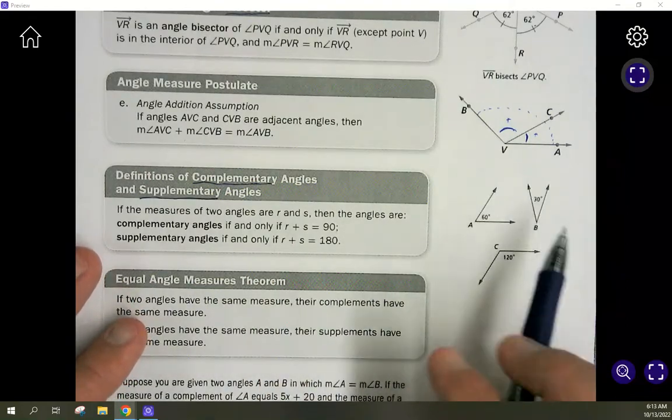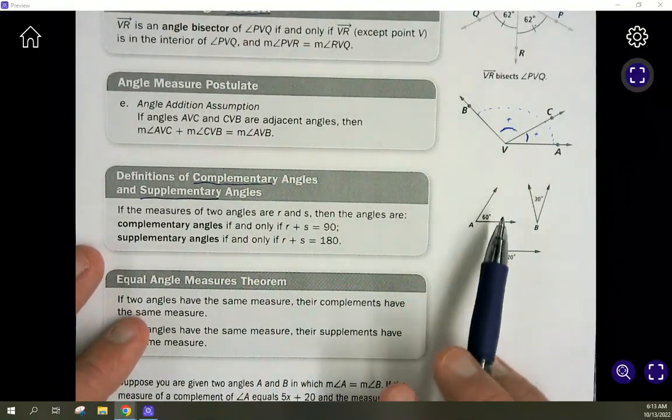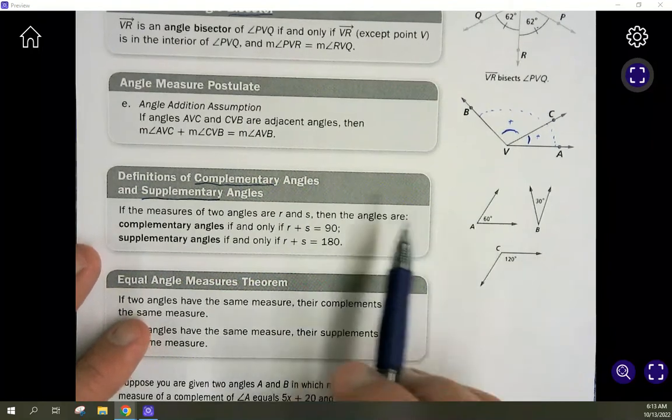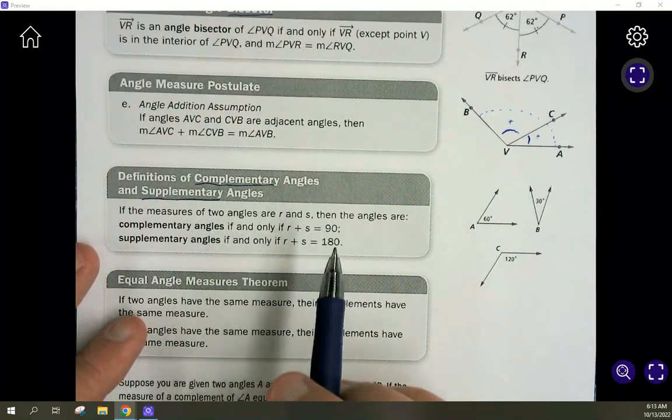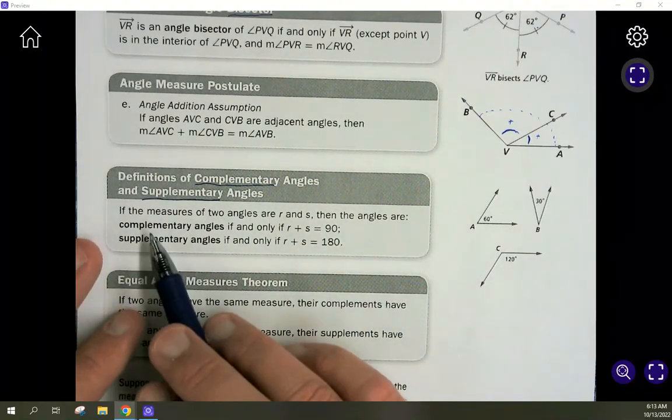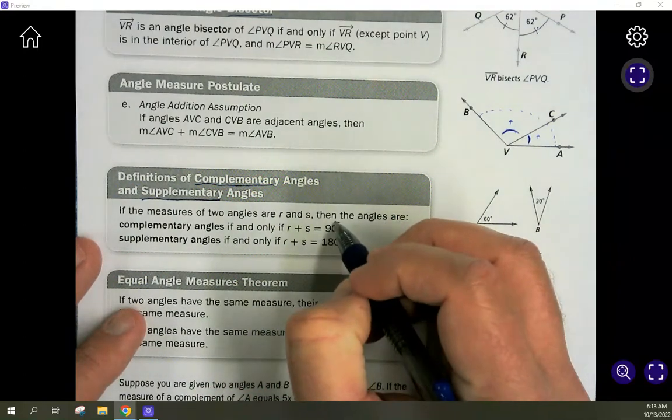So we're talking about two angles. They can sometimes be attached to each other, but sometimes they can just be separate angles. Complementary and supplementary, they just add up to something special. Complementary angles add up to 90 degrees.